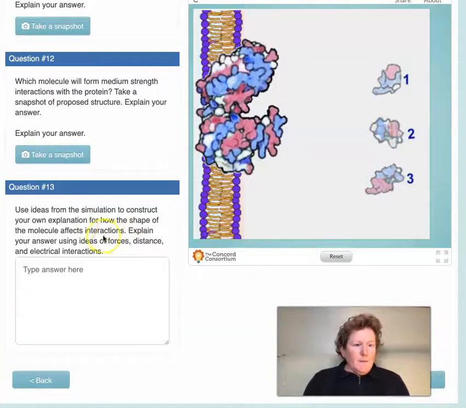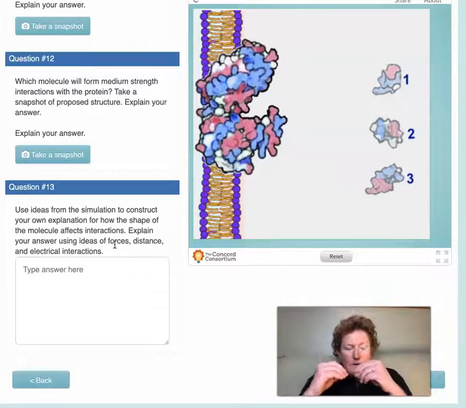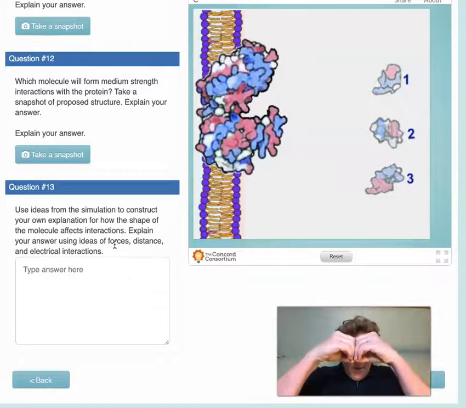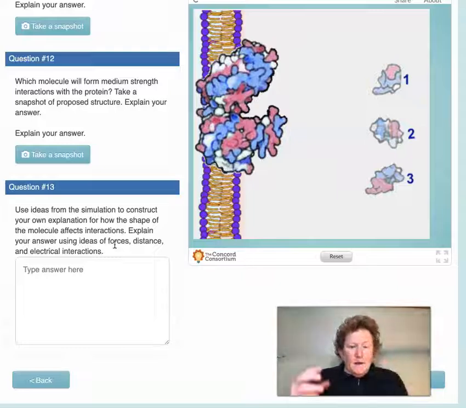Question number 13. Use ideas from the simulation. Construct your own explanation of how the shape of the molecules affects interactions. Explain your answers using idea of forces. So those electrostatic forces between like charges are going to repel. Opposite charges, positive to negative, are going to stick together. And neutral charges just aren't going to stick very well to either charge.